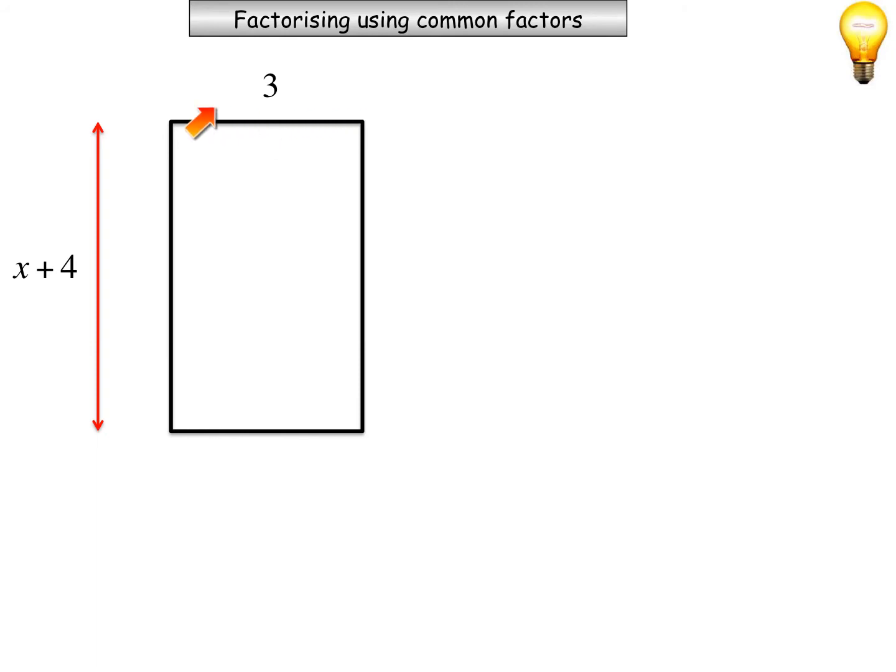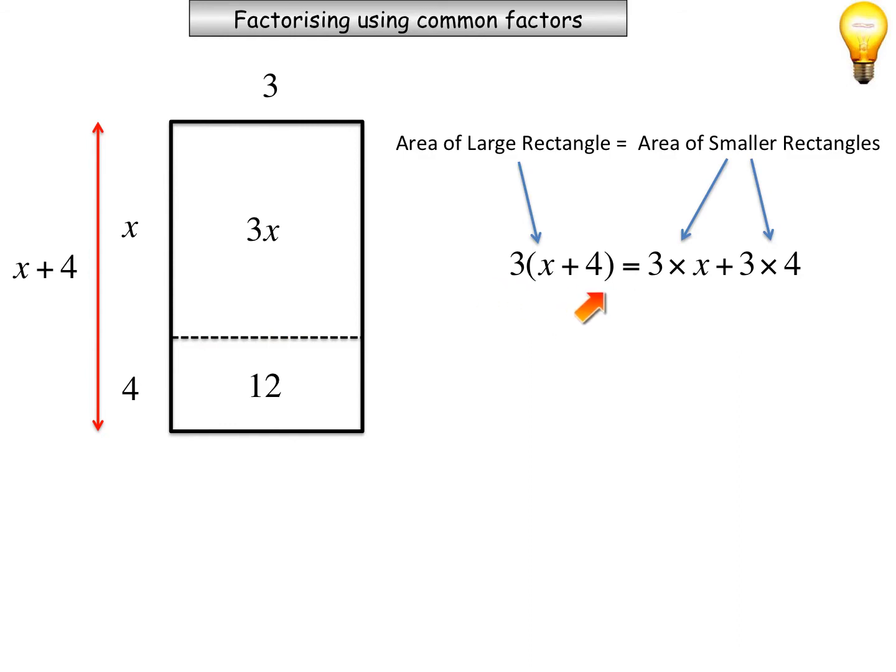Now remember, 3 multiplied by x plus 4 can be worked out by splitting up this x plus 4 into x and 4. So the area here is 3 times x, and the area here is 3 times 4. So 3 times x plus 4 is the same as 3 times x plus 3 times 4. This process, going from this expression to that expression, is expanding.